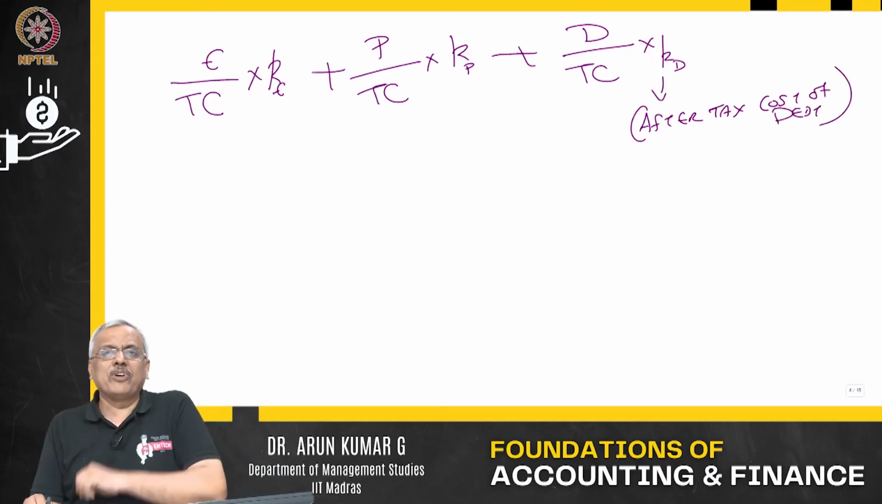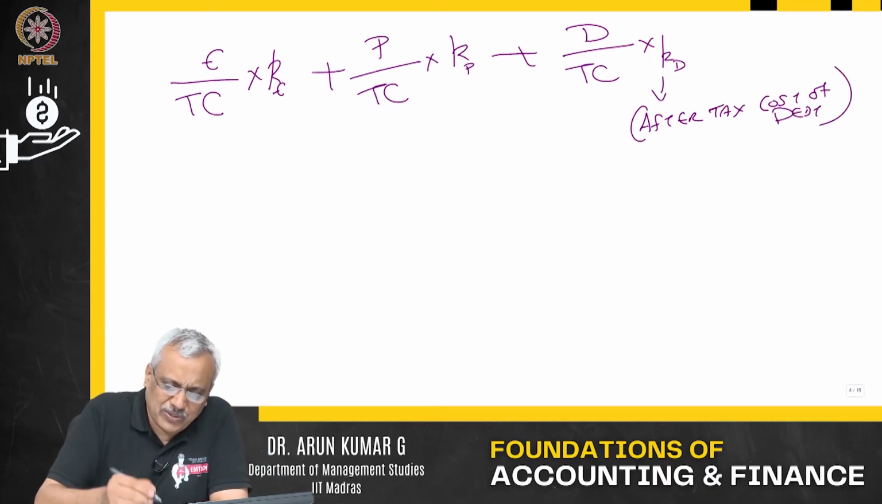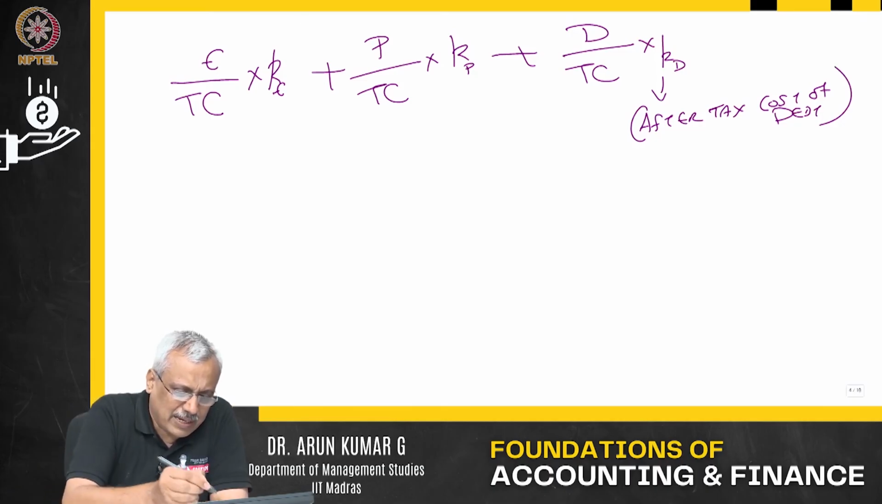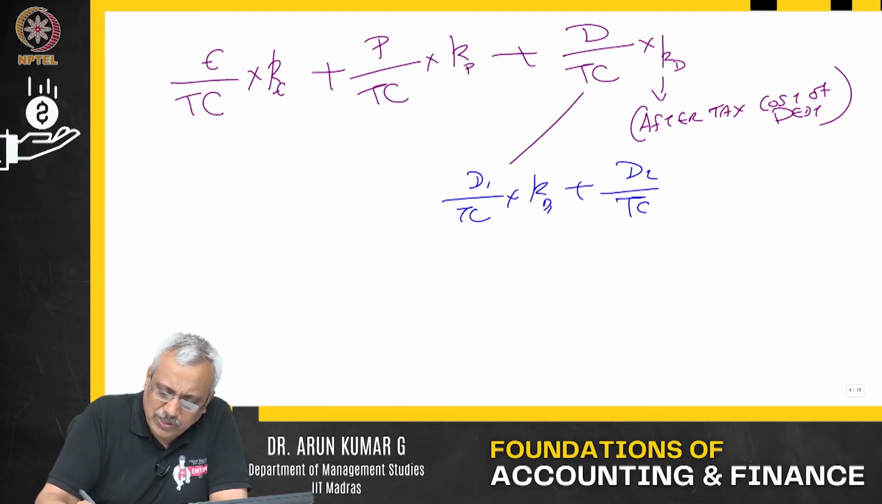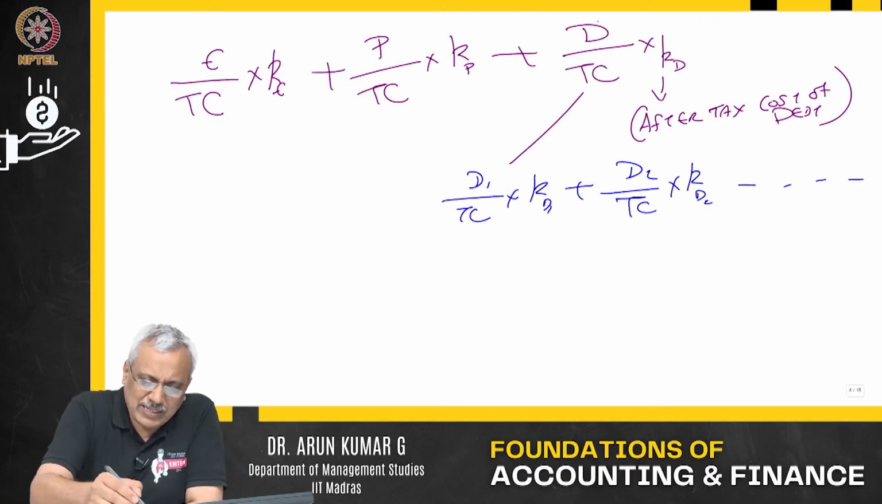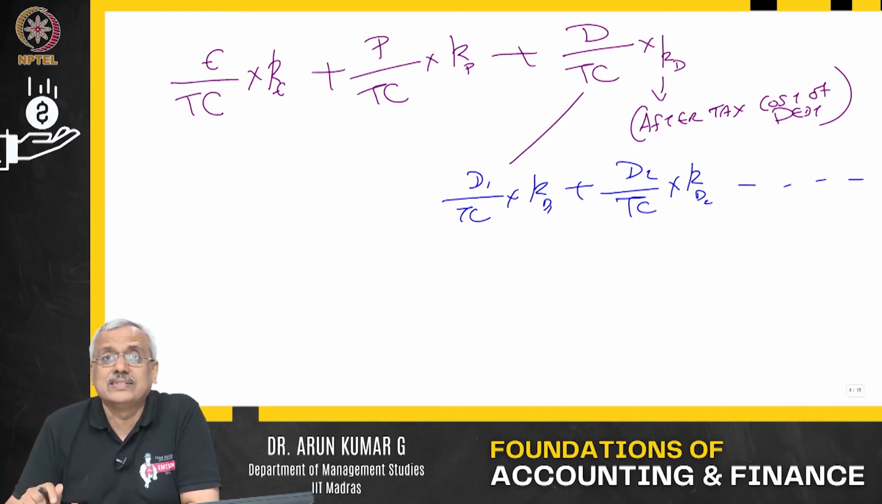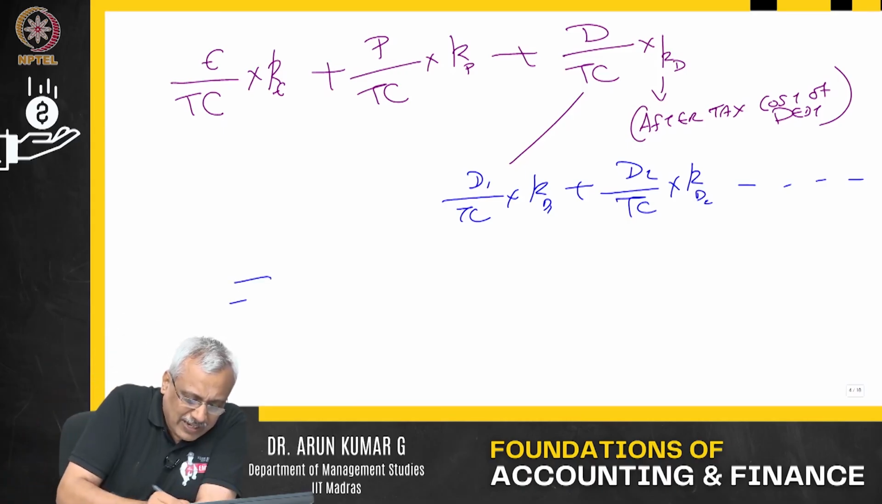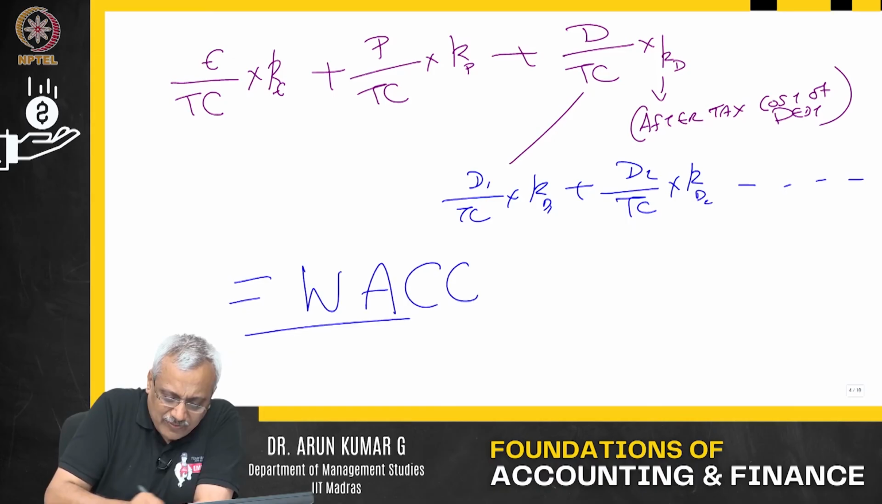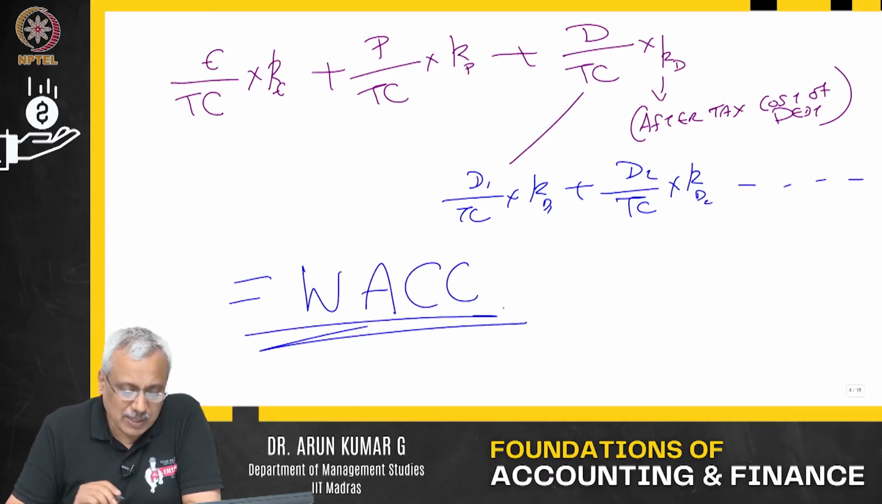Sir, you mentioned different types of debt. Yes, sure. Instead of this, you can say D1 by TC into the cost of D1 plus D2, debt 2, into the total capital into the cost of D2 and so on and so forth. No problem. Instead of keeping this, you can write this out there, different kinds of debt. Each debt has a different cost. And by doing this, we calculate what is called WACC or weighted average cost of capital.